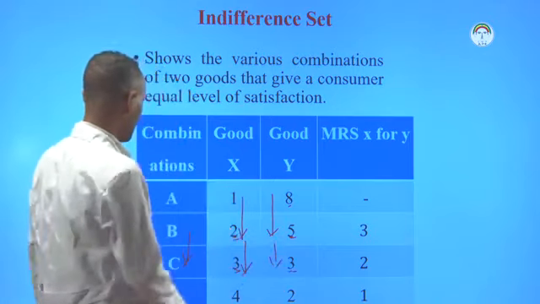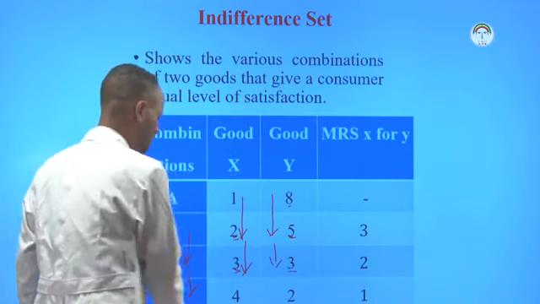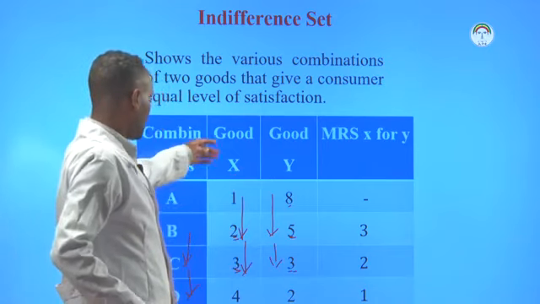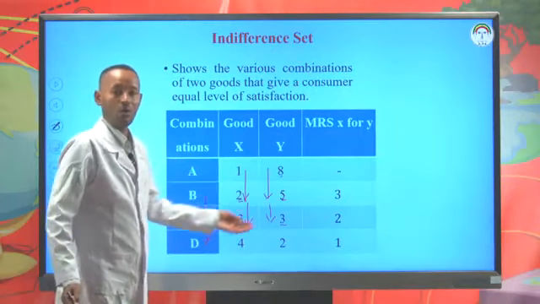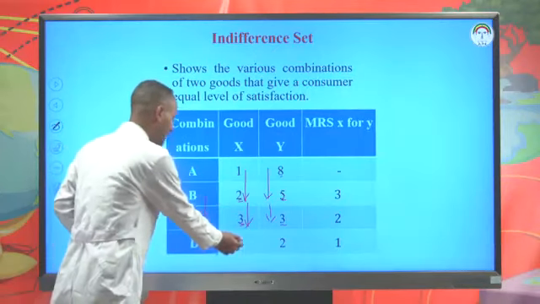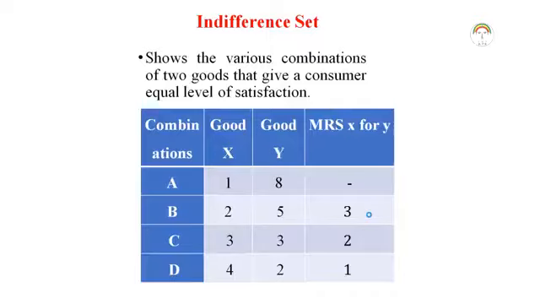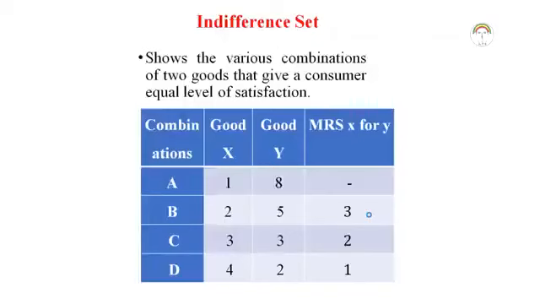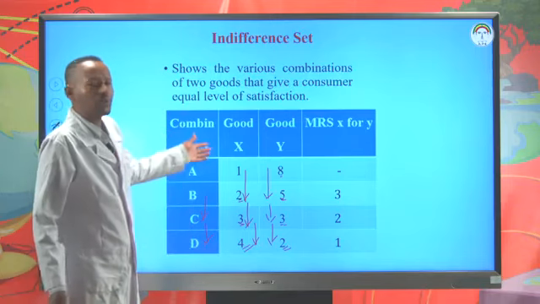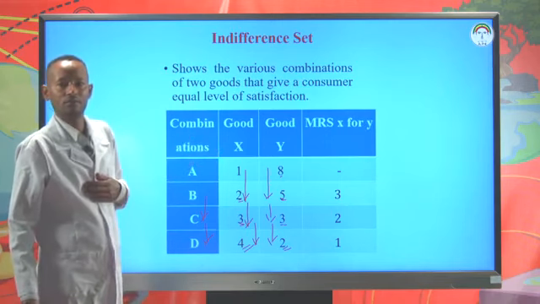And finally, when we come across from combination C to combination D, the satisfaction that a consumer derives from 3 units of X and 3 units of Y is always equal to the satisfaction that he derives from 4 units of X and 2 units of Y. Because as we increase the consumption of X, we are declining consumption of commodity Y. So, in this case, the consumer will be indifferent.